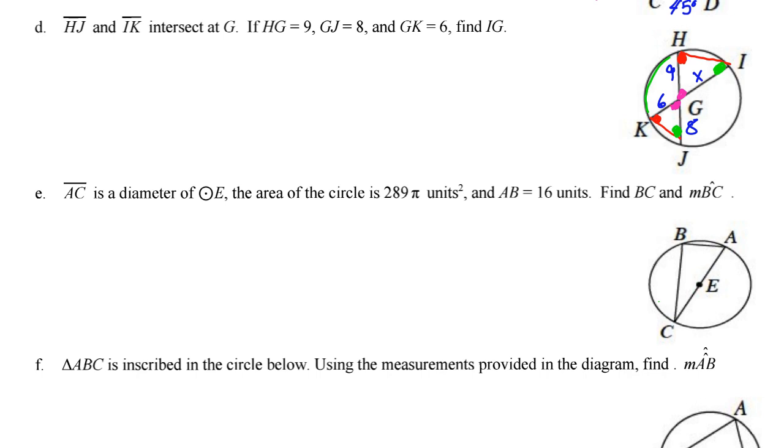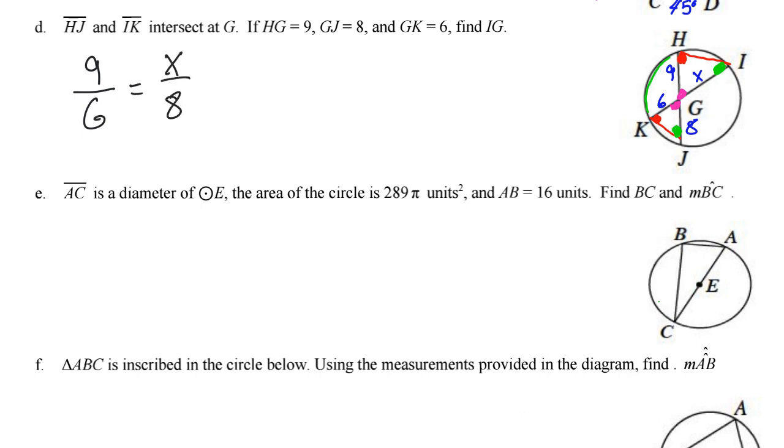I'm trying to make it color-coded so you know which side corresponds to which side of the other triangle. So I'll have here 9 over 6. The 9 is between the red and the pink one, so it corresponds to the side of the second triangle between the red and the pink, which is 6, equal to x over 8.